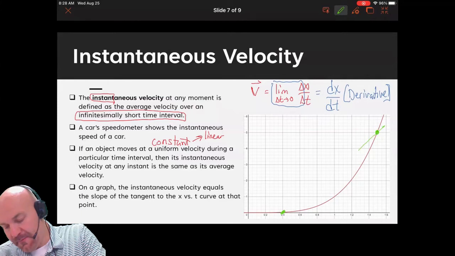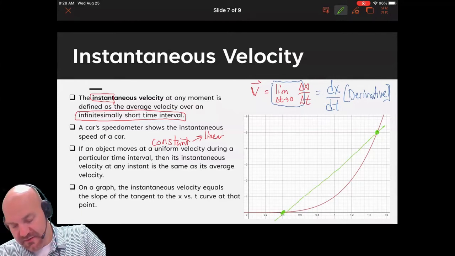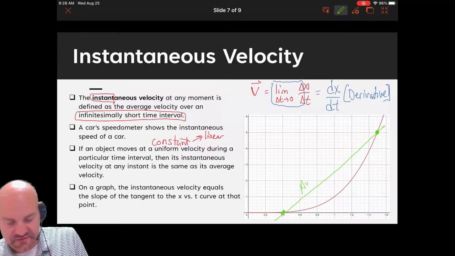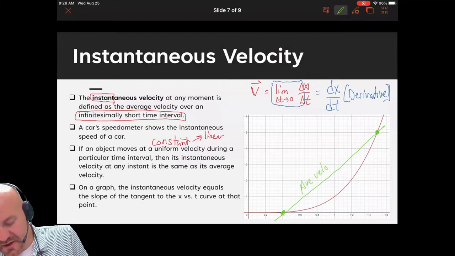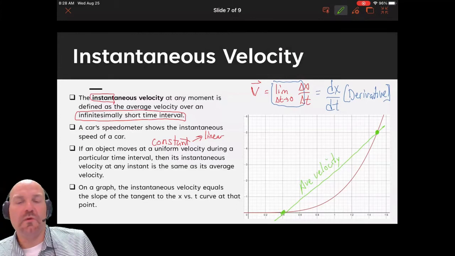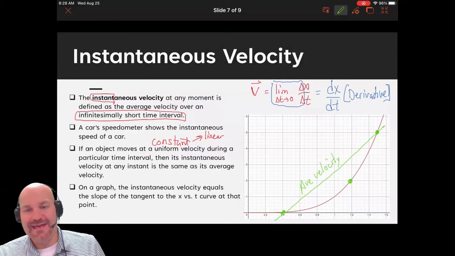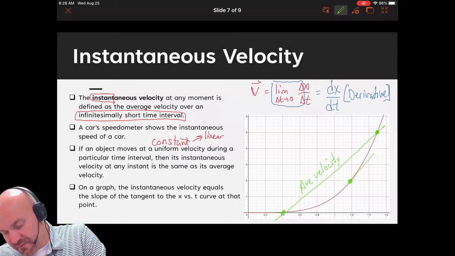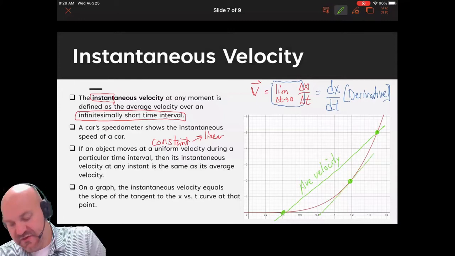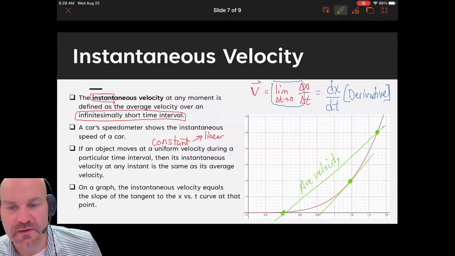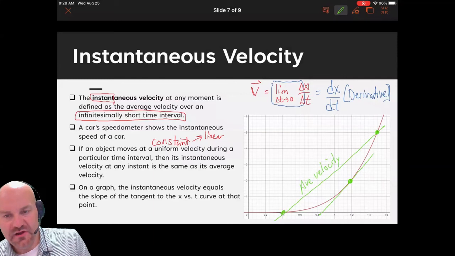Well, I put my two points, I connect them by a line, and that gives me the average velocity. So this is how we would find average velocity, by finding the slope of this line. What we're going to do now is look for the slope at a given time. So I'm going to find the slope at a point that is tangent to the curve.